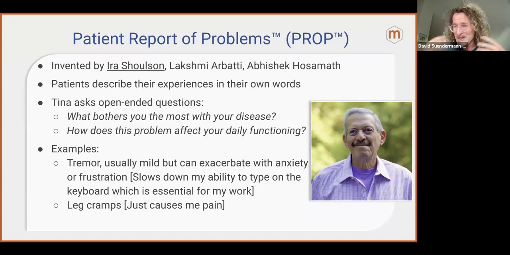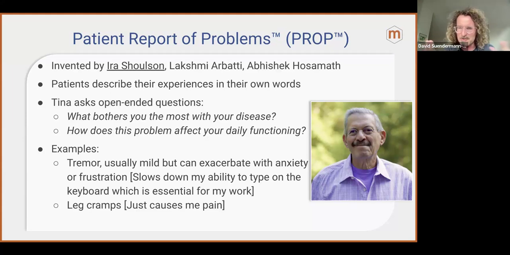It works as follows. Tina asks patients these questions. What bothers you the most with your disease? Very simple. And patients then respond as detailed as they want about that question and talk about their problems, their symptoms, and what makes them better, what makes them worse. And Tina also asks, how does this problem affect your daily functioning? So really reflecting on why that is so important for you as a patient, something that Andrew actually is doing in his daily practice every day.